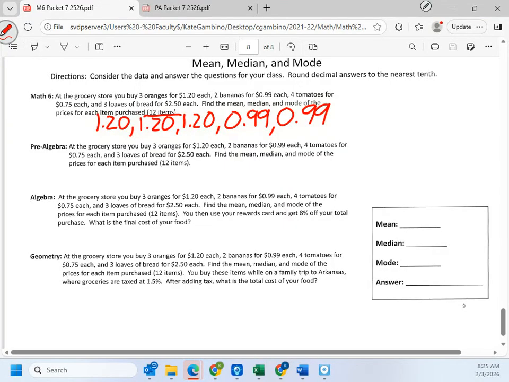Remember to find that median, they need to be in order. Smallest amount first, biggest amount last. So you can find the middle. The mean, add up all of those amounts and divide it by the 12 items. Mode, which amount do you see the most of? Right? But you need a list of all 12 amounts.